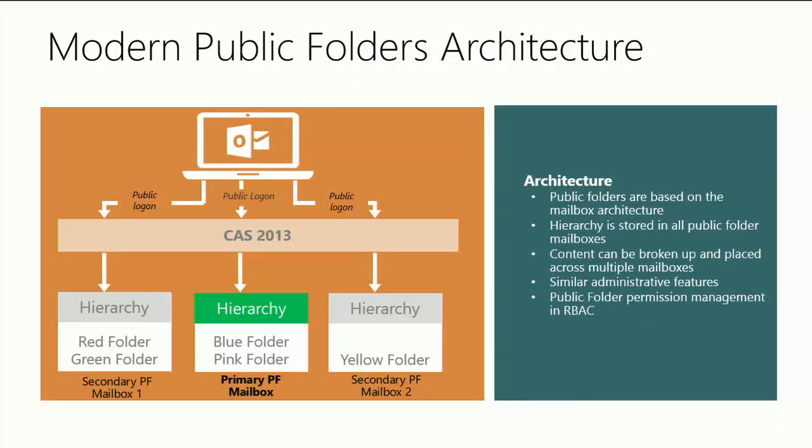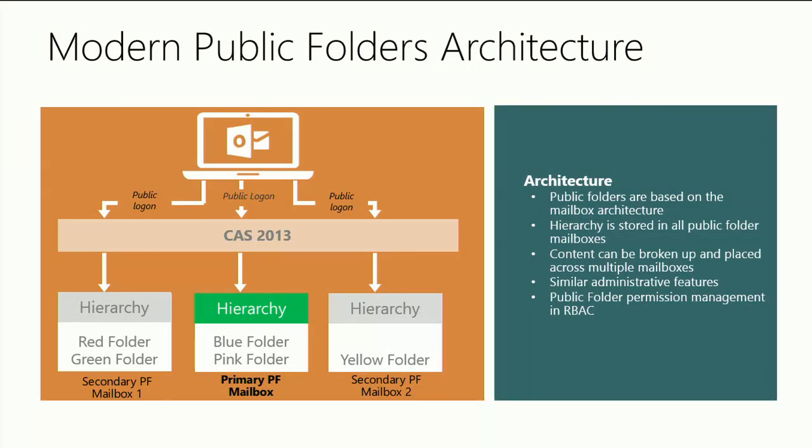All right. So this slide calls out the high level of the new architecture. In this case, you can see there is one primary mailbox, which is in the middle. It's the green mailbox, and the hierarchy there is green because that is the single read-write copy of hierarchy. When you create your first public folder mailbox in your organization, that kicks off your public folder deployment in the organization. That first mailbox that you create is the primary read-write copy of hierarchy. From there on, any subsequent mailboxes are read-only copies. So the two gray mailboxes here are read-only copies.